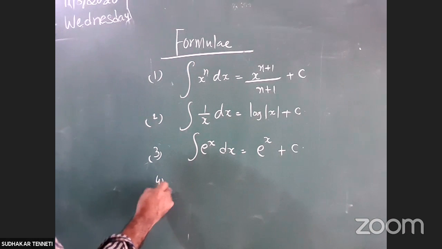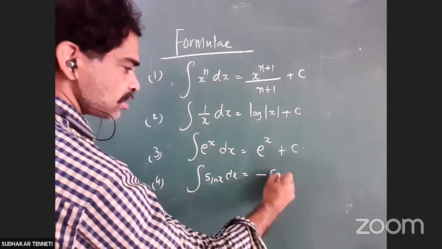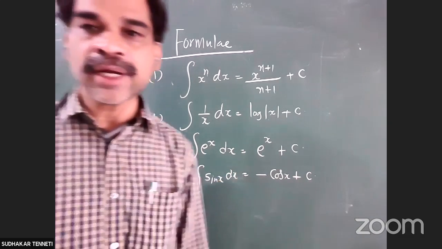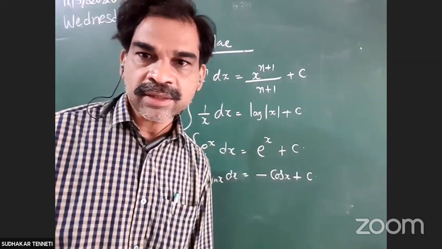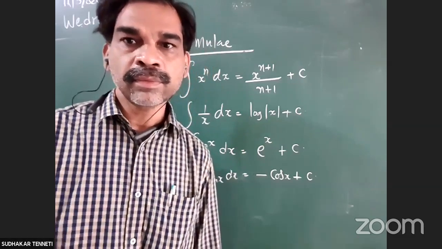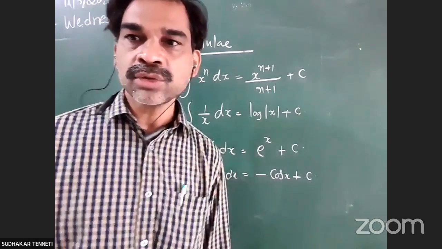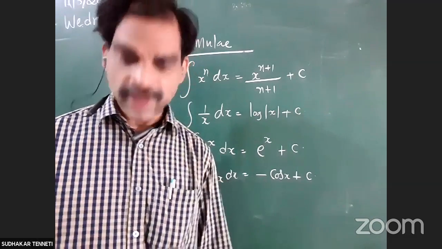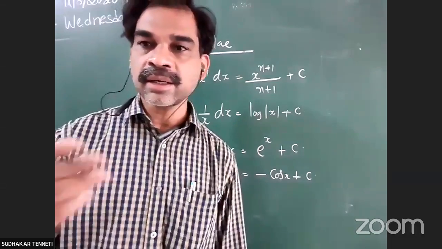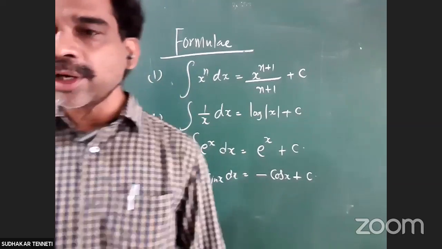And the fourth formula is integral of sin x dx is equal to minus cos x plus c. Integral of sin x. This is a trigonometric formula. After writing the formula, I will ask you. I will make you do some problems. So this formula is most important. Sir is asking what you have to solve after the formulae. Once I read all the formulae, you already know these formulae.